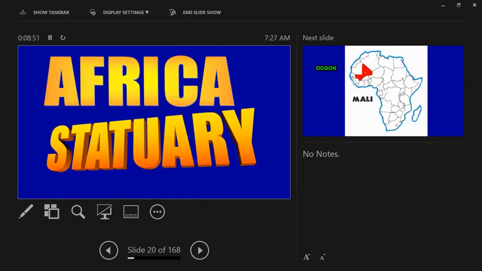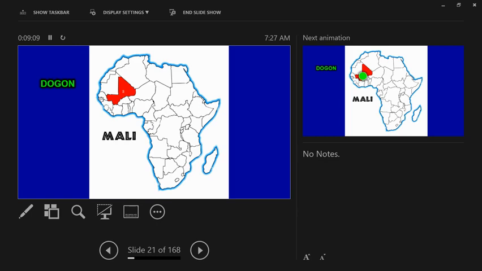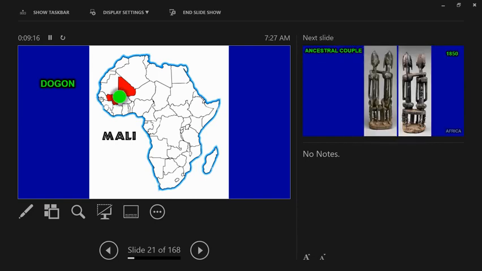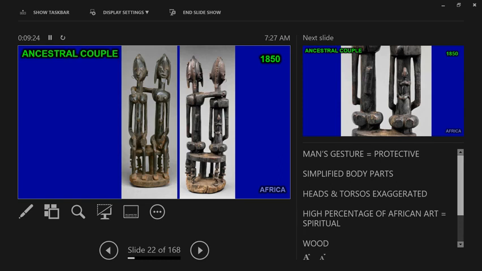So we're going to take a look at statuary. And our first culture that we're going to look at is the Dogon culture that is in Mali. And the Dogon culture is in that central part of Mali. If that is a bow tie shaped country, then the Dogon were in the center of that bow tie. And our first sculpture is going to be this ancestral couple.